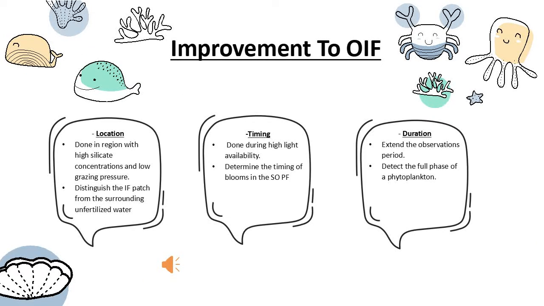These are the improvements that can be done to the ocean iron fertilization experiment. First, the location. This experiment should be done in regions with high silicate concentration and low grazing pressure, and distinguish the iron fertilized patch from the surrounding unfertilized water.